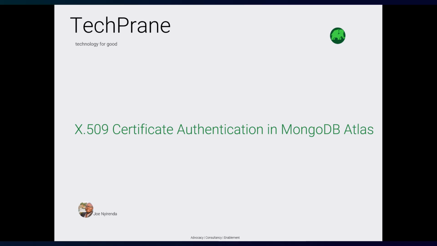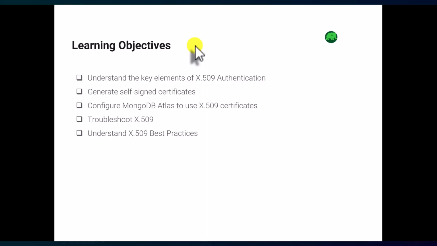In this video, I'll be demonstrating how to use X.509 certificate authentication in MongoDB Atlas. We'll be looking at the key elements of X.509 authentication. We'll look at how to generate self-signed certificates, how to configure MongoDB Atlas to use X.509 certificates, and also how to troubleshoot your X.509 certificates in the event that you do have any problems. We'll look at some of the best practices when it comes to using X.509.